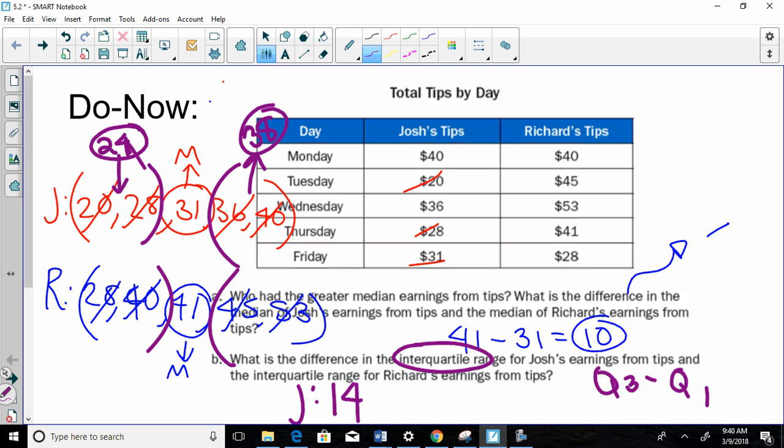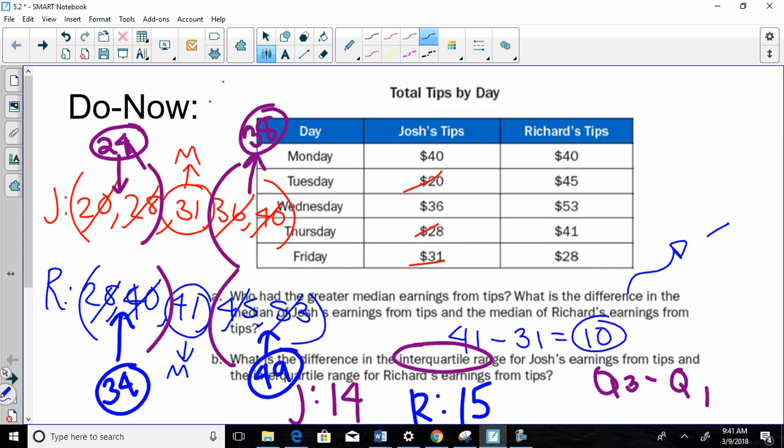Now let's find Richard's. So what's his Q1? 34. And his Q3 is 49. And when we subtract them, what do you get? 15. So what's the difference between 15 and 14? 1. So their interquartile range has a difference of 1. Who would have got that right or was on their way to getting that right?